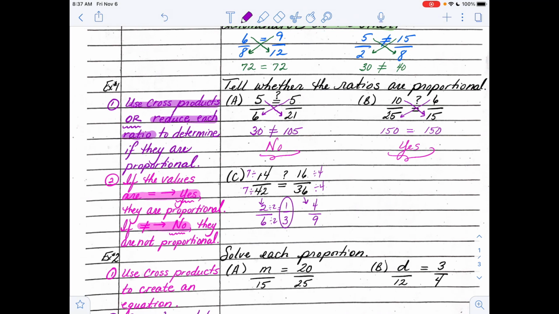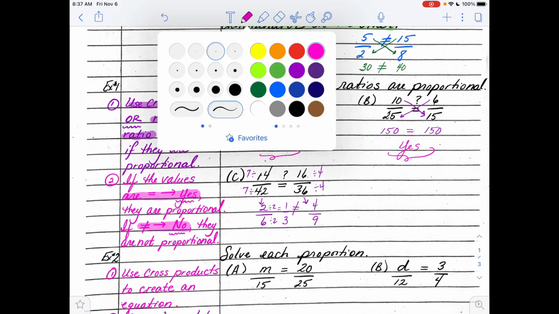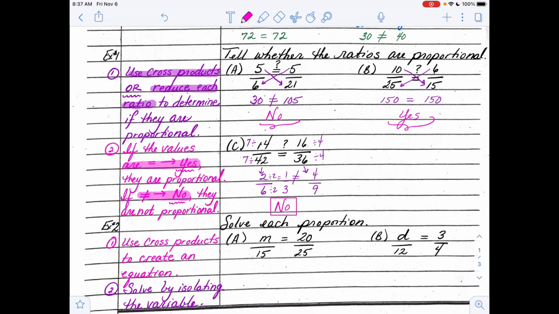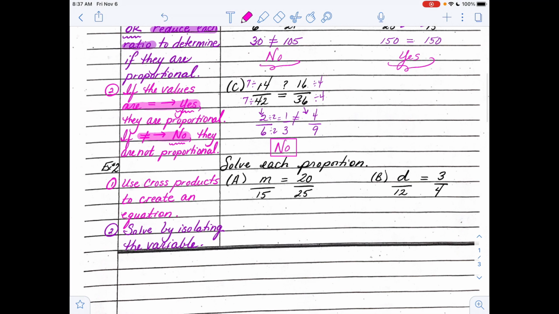So now, what about this? Is 1/3 equal to 4/9? No, not even close. They are not the same. If it came out to be the same, they'd be equal, but these are not equal, which means those two original ratios are not proportional.